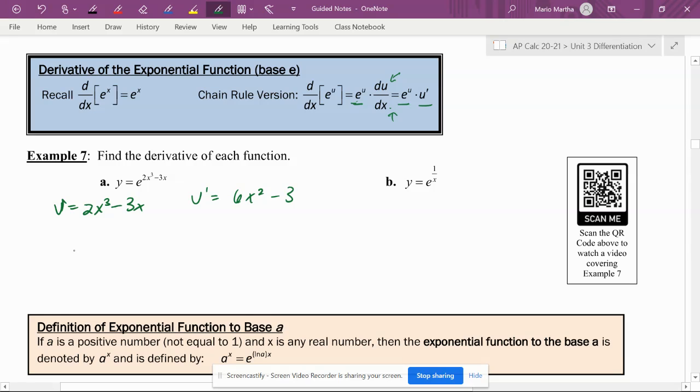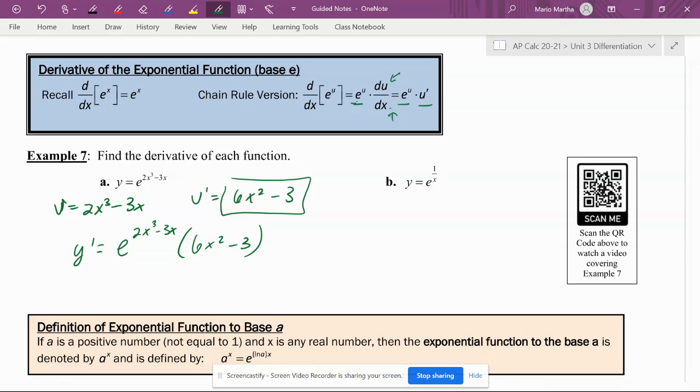And then from there, y prime would be e to the u, or e to the 2x cubed minus 3x, times u prime, which is just 6x squared minus 3. Let's not forget the parentheses. All right, that's pretty much it.